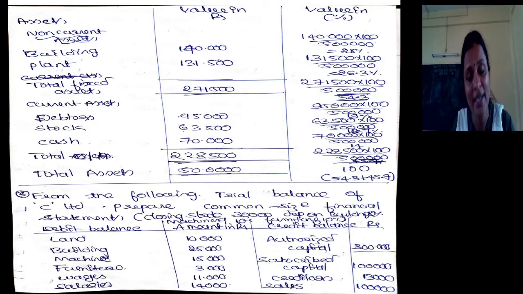Once we calculate this, we need to concentrate on the next column, value in percentage, because this 5 lakh is considered as 100. If 5 lakh is 100, what is 140? It is 28%. What is 1,31,500? It is 26.3%. So total fixed asset of the organization is 54.3% of total assets. Then debtors is 19%, stock is 12.7%, cash is 14% of total assets. So total current asset is 45.7% of total assets. 54.3 is non-current assets, 45.7 is current assets. The sum is total asset, which we have already considered as 100.